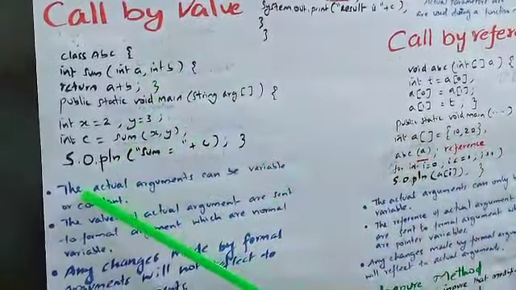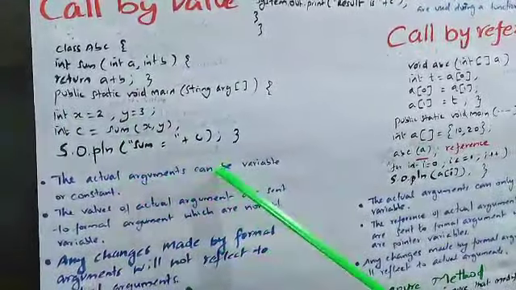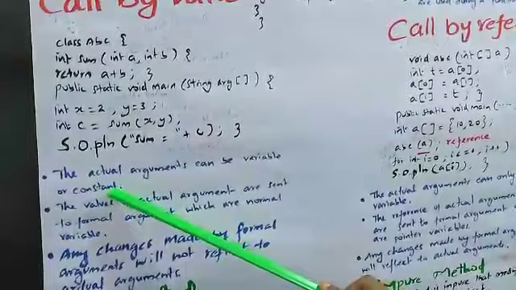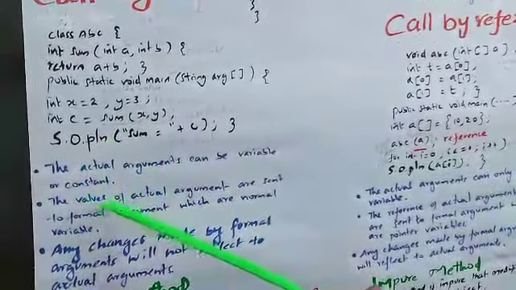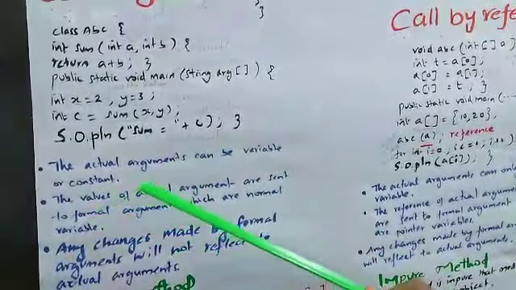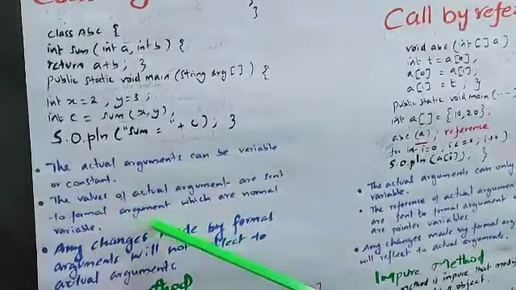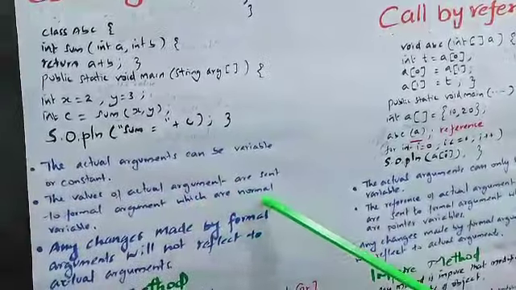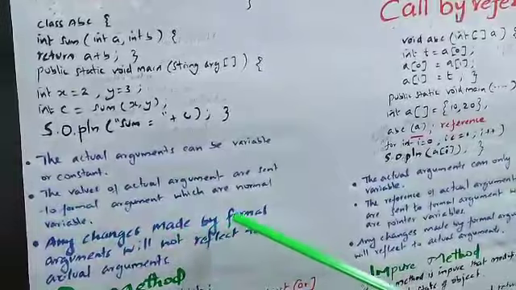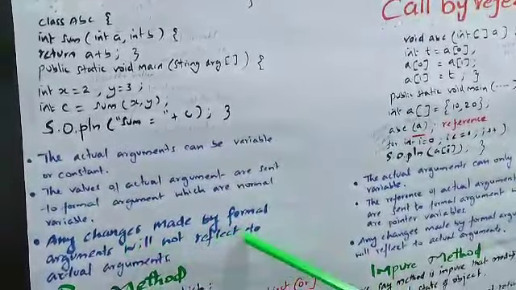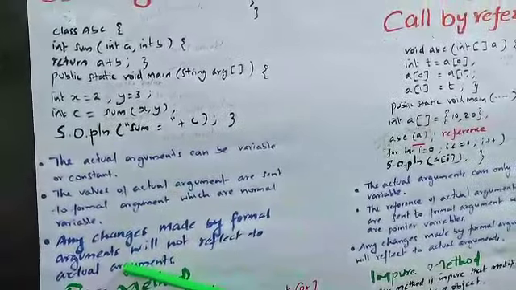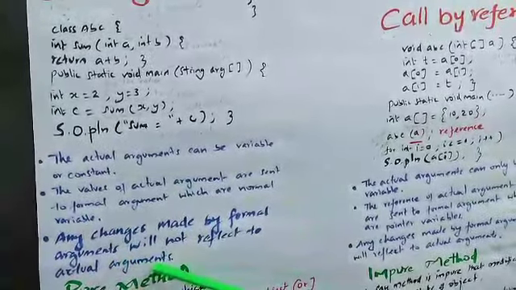Now see the points. The actual argument can be a variable or constant. The value of the actual argument is sent to the formal argument, which is a normal variable. Any changes made by the formal argument will not reflect in the actual argument. If any changes are made in the formal argument, they will not reflect in the actual argument.